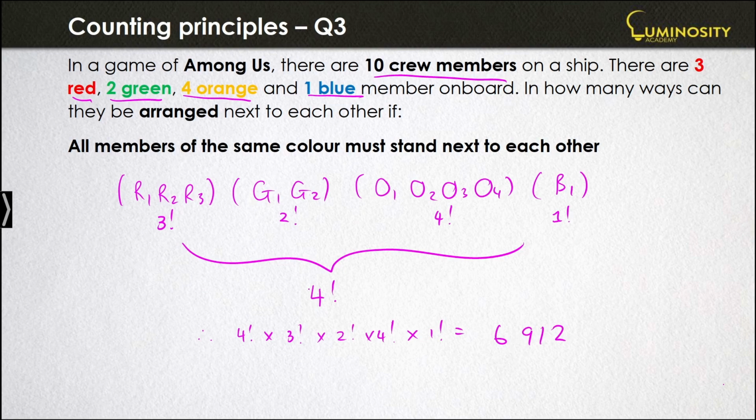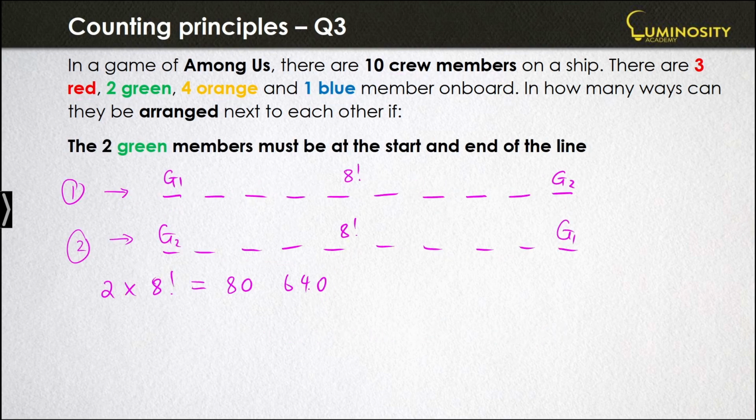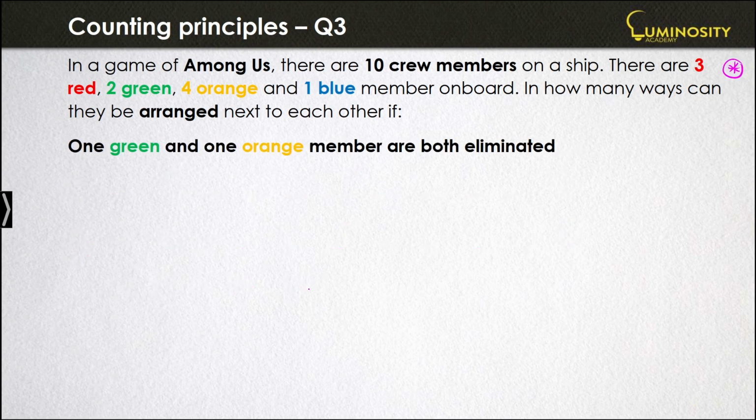The first case had a lot more restrictions because all colors need to stand next to each other. And then here, only the green members had to stand at the start and end of the line. So there were fewer restrictions, meaning more possibilities.